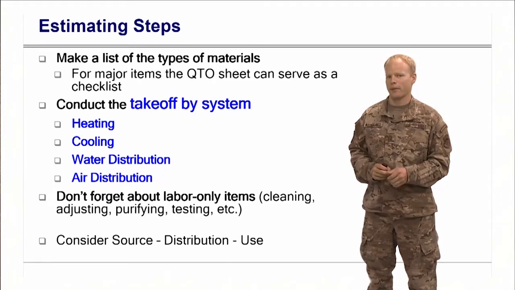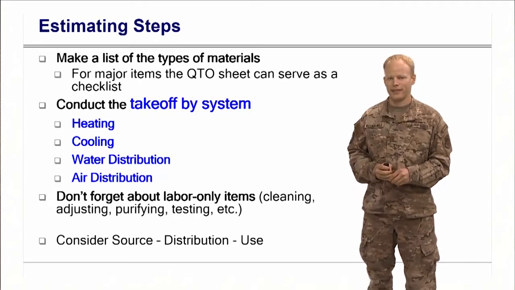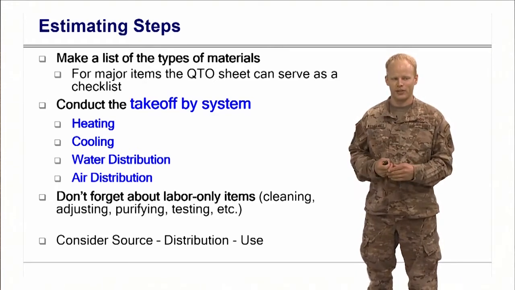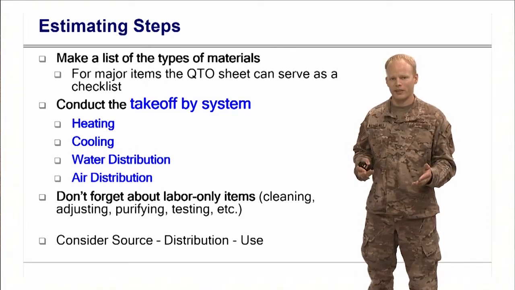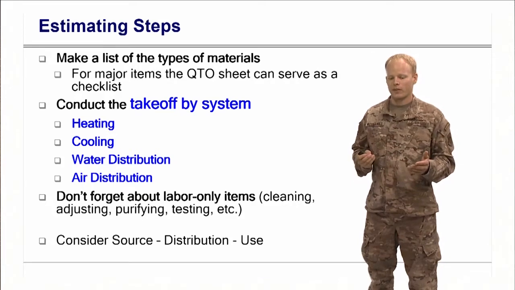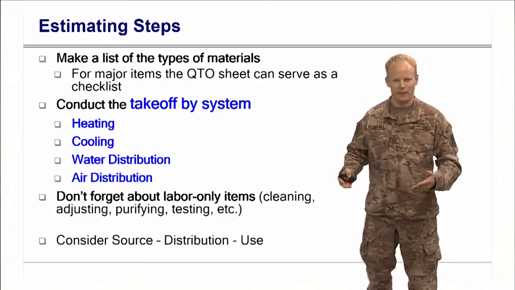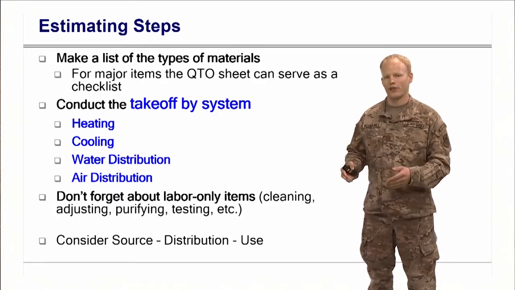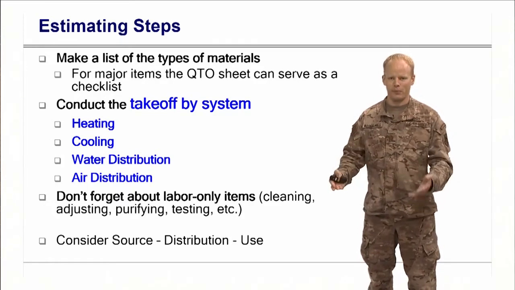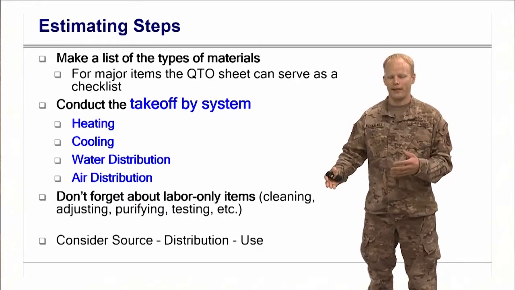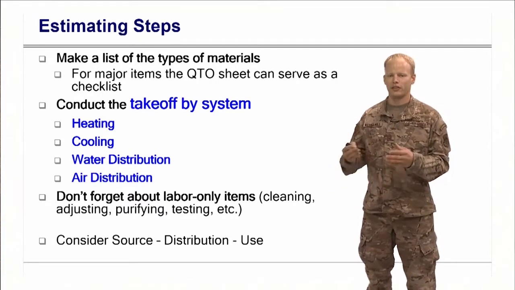So this is the first time I'm going to say this, and I will say this at the end again, because don't forget about labor-only items. A lot of times my experience is testing and balancing is at the very end, and we're already behind schedule, so we need to turn over this building to the user because they're bugging you, the wing commander's bugging you. So you don't properly allow for some of those things to make your system work.